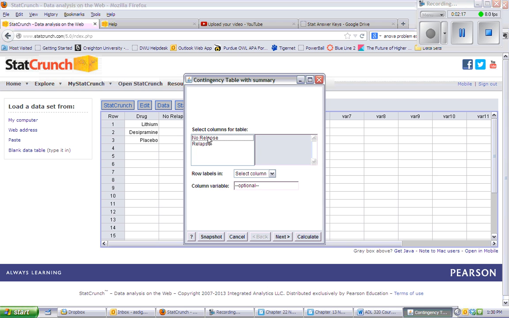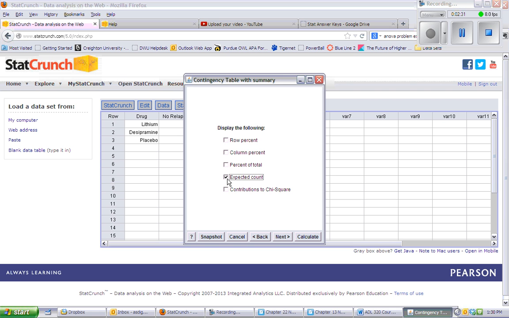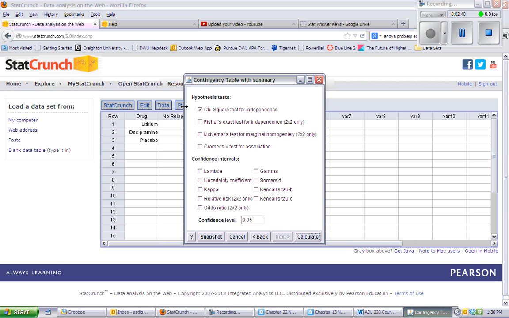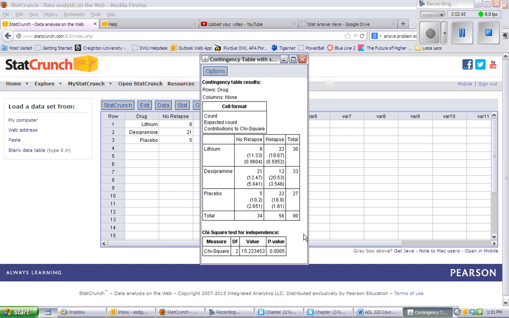Our columns are the no relapse and the relapse. Our row is the drug. Okay, so we're dividing it up by no relapse and relapse according to drug. You will want your expected counts and your chi-squared contributions. Both of those values are extremely important. Okay. We want to make sure we're doing the chi-squared test for independence. We can leave the 95% confidence interval. That is fine with me. And then click Calculate.